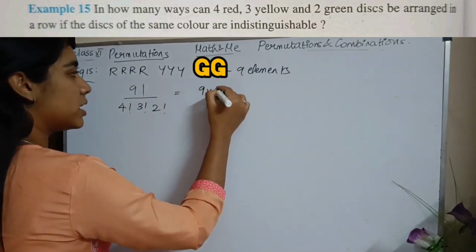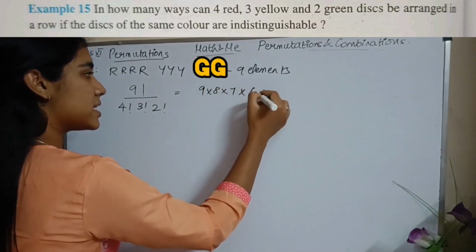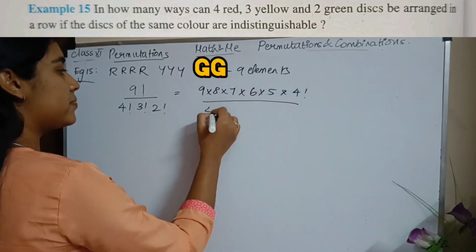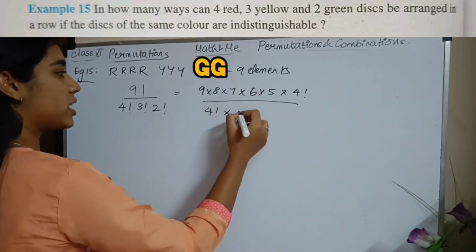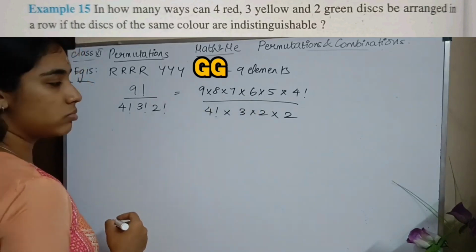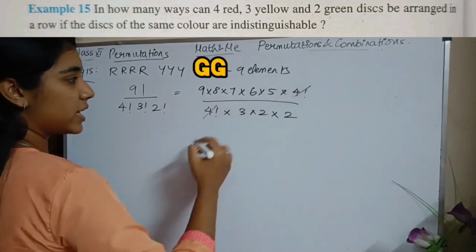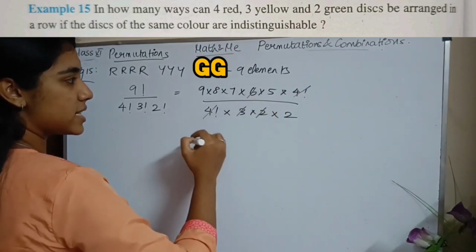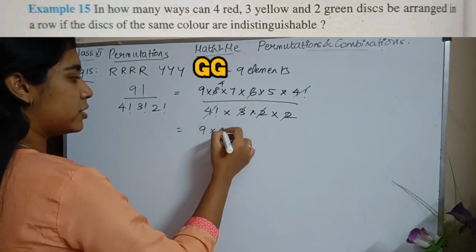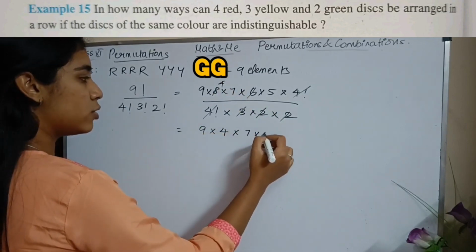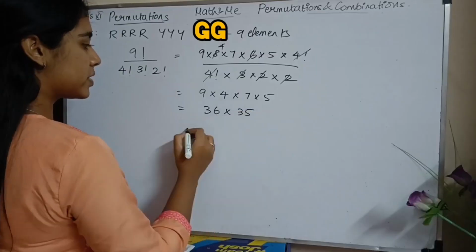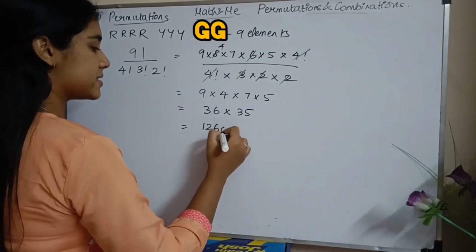So 9, 8, 7, 6, 5 times 4 factorial divided by 4 factorial times 3 factorial, which is 3 into 2, times 2 factorial, which is 2 into 1. Okay. So the 4 factorials will get cancelled. 3 2s are 6, 2 4s are 8. So what am I left with? 9 into 4 into 7 into 5. So I have 9 4s are 36 times 35, which will be 1260.